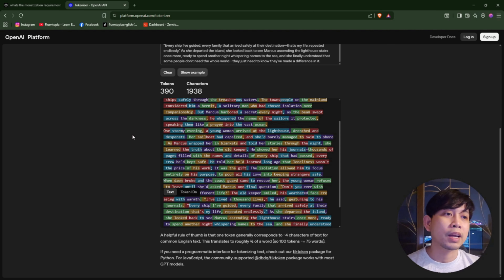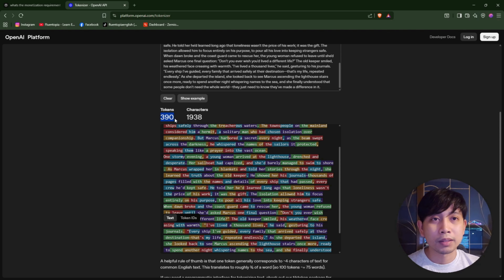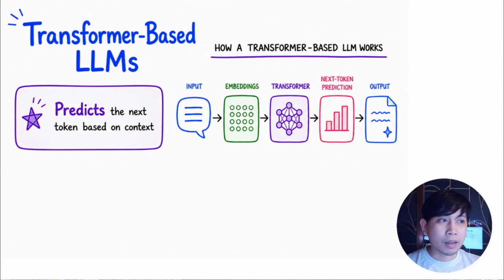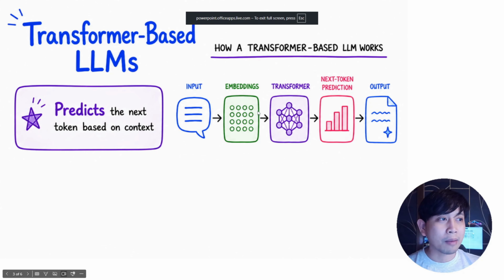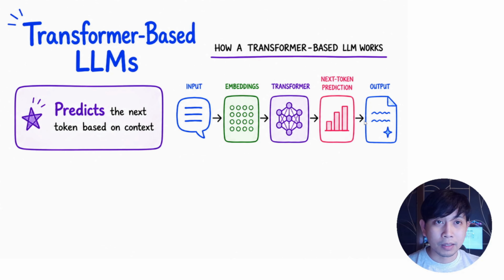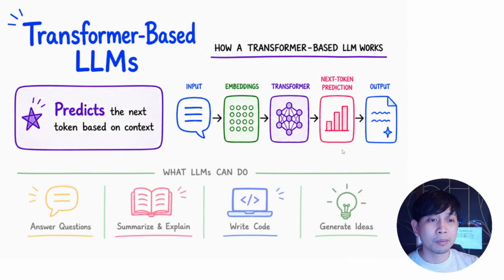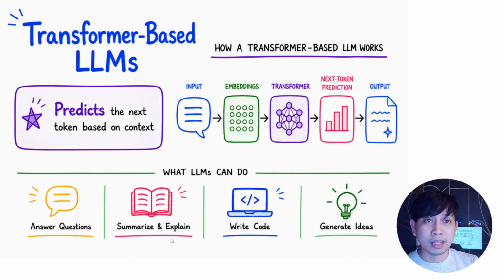And the thing that I would like to highlight here is the 390 tokens is the number of times the whole process that I've shown to you earlier happened. So it happened 390 times roughly, because as what I mentioned earlier, we produce the result token by token. And surprisingly, this simple process is repeated billions of times during training and millions of times during inference, which made LLMs able to answer questions, summarize and explain, write code, and generate ideas.